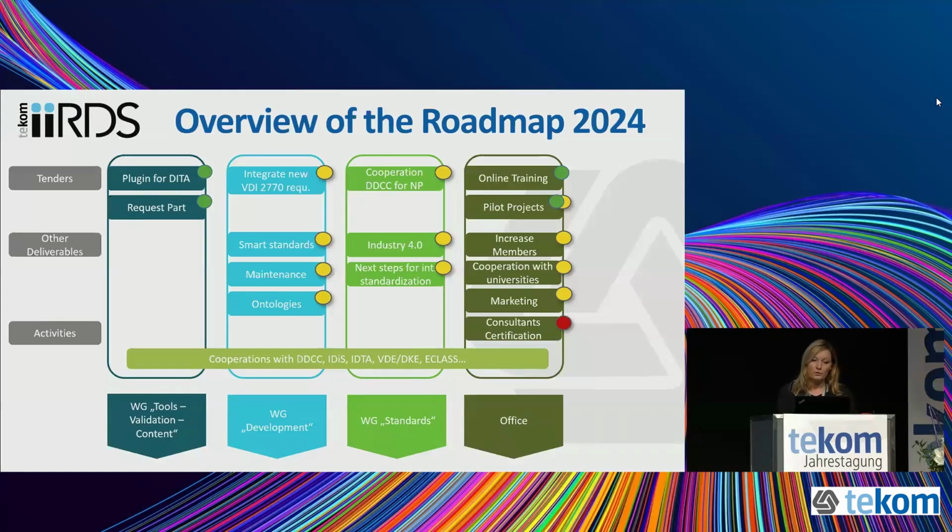The working group tools, validation and content finalized the plugin for the DITA Open Toolkit and implemented the request part of iiRDS. This was a huge milestone for the standard, because now the R is completed. As part of a joint project with the Digital Data Chain Consortium, the working group development started to integrate revised VDI 2770 requirements into iiRDS. This task, I think, will be completed next week. The other deliverables are ongoing projects like smart standards, maintenance, and connecting to ontologies.